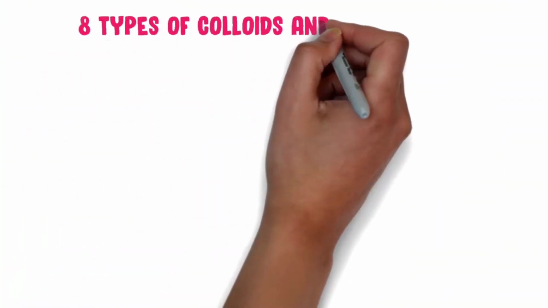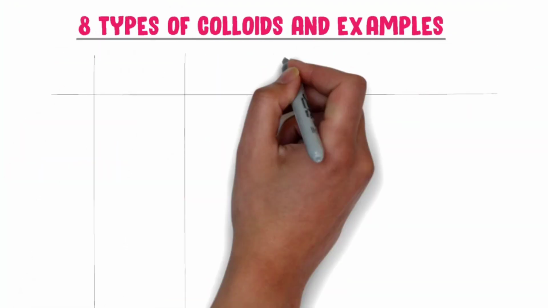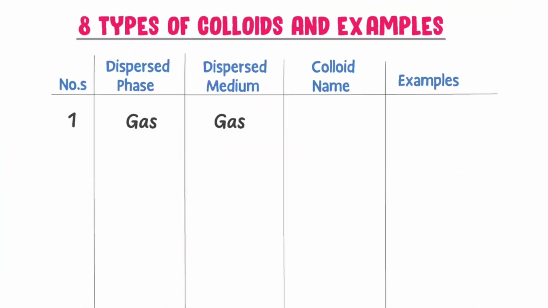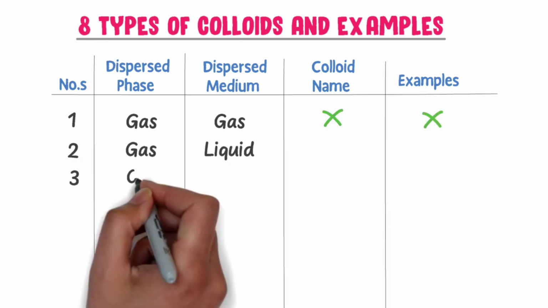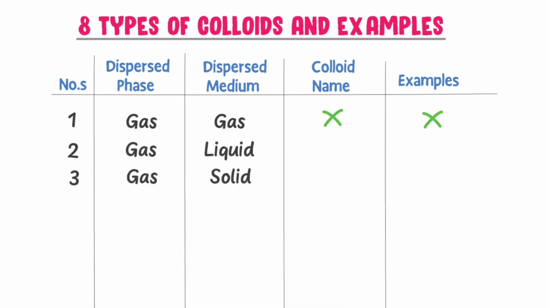Finally, let me teach you the 8 types of colloids and examples of colloids. The first is gas in gas. We know that gas in gas combination or mixture doesn't form a colloid. The second is gas in liquid. The third is gas in solid. Here in this category, gases are present in dispersed phase or in smaller proportion, while liquid and solid are present in dispersed medium or in larger proportion.